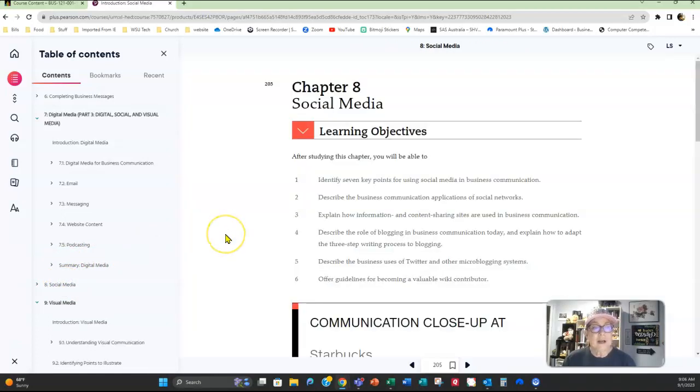So we're talking Facebook, X, formerly known as Twitter, TikTok. I don't know about you, but when I get on TikTok, I might as well have just thrown away 2 hours of time because I just get sucked into it. It's addicting.